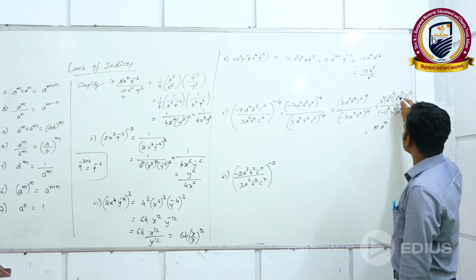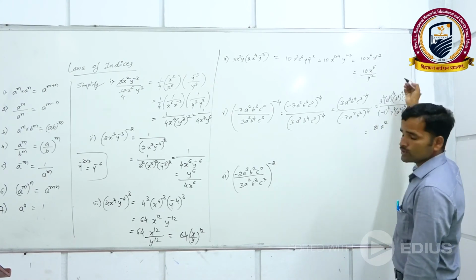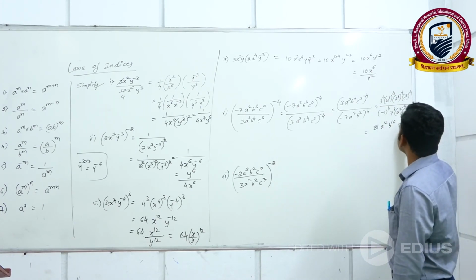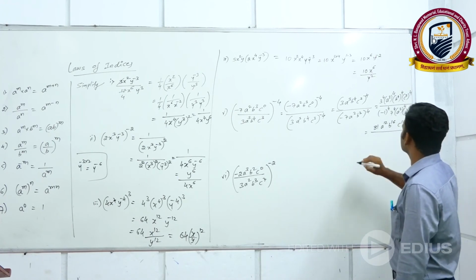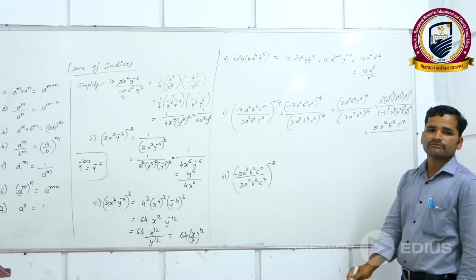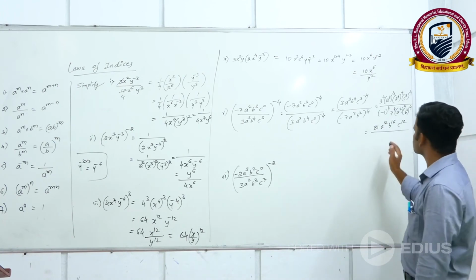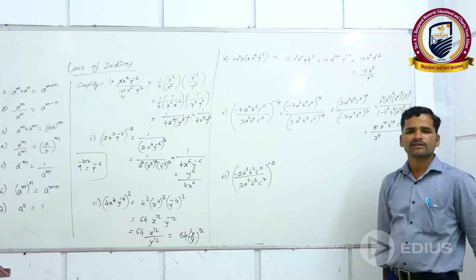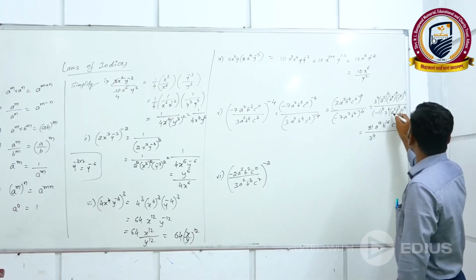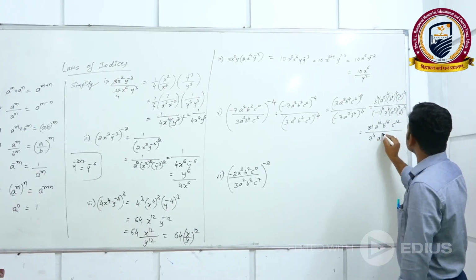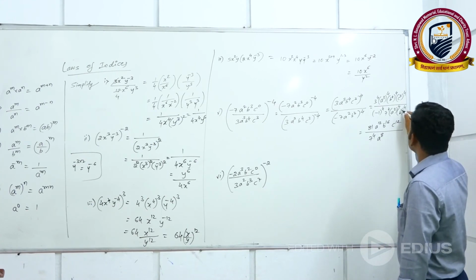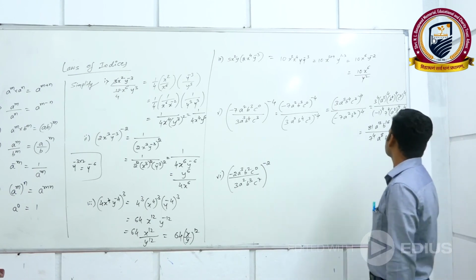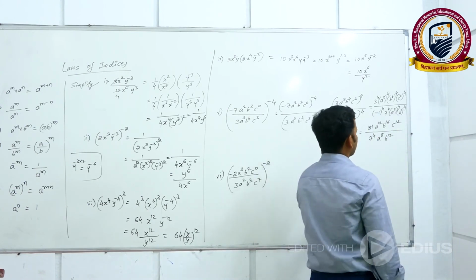a to the 12. b to 4 whole to 4 is nothing but b to the 16. This is c to the 12. Whole divided by minus 1 to the power of an even number is there, that is nothing but plus 7 to the 4. We can just calculate and put the answer. A square whole to 4 in the sense it is a to the 8. b to 3 whole to 4 in the sense this is b to the 12, 3 into 4. Okay, let me simplify.